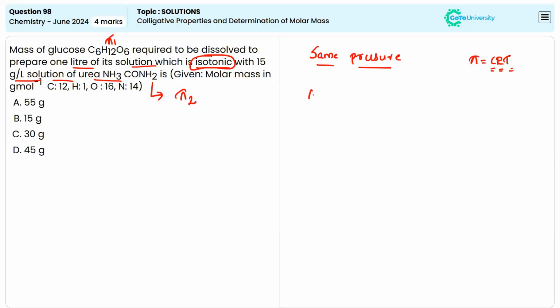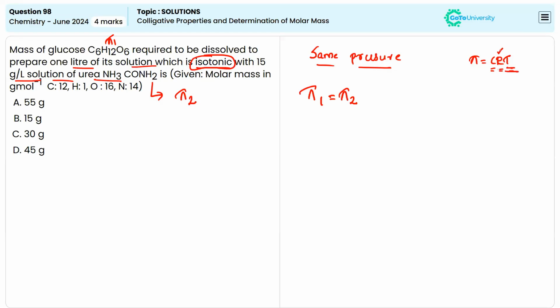So I can equate pi 1 equal to pi 2. Why? Because both are isotonic, right? Now we are taking the solutions at the same conditions. We are not changing the temperature. So T will be the same for both solutions. Then what about R?